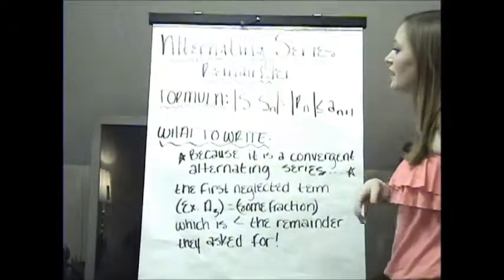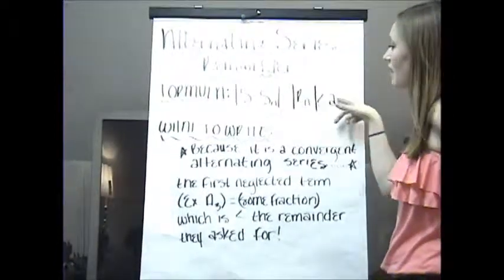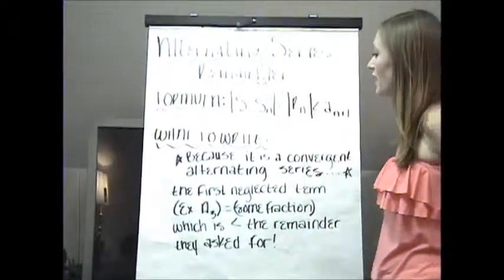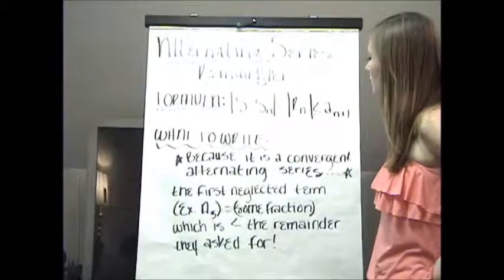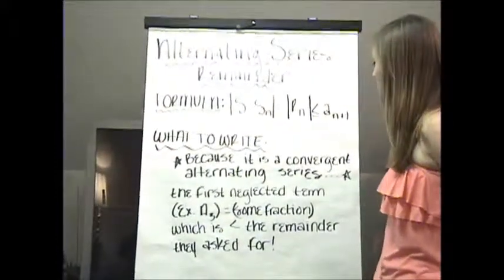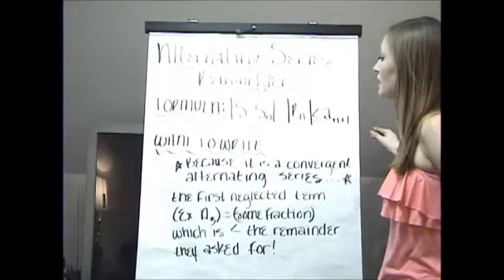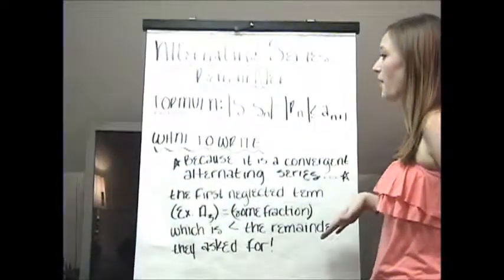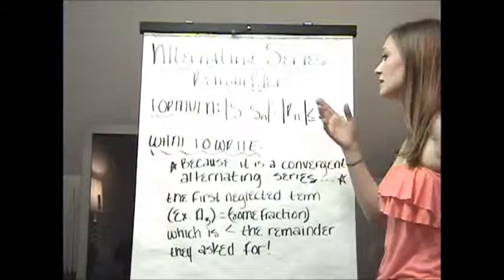Alternating series remainder. This is the formula that we were given in class. The absolute value of S minus S sub n equals the absolute value of R sub n, which is less than or equal to a sub n plus 1. This formula isn't the one that we used in class to solve the problems, but if you are a formula person, this is the one that you would use.